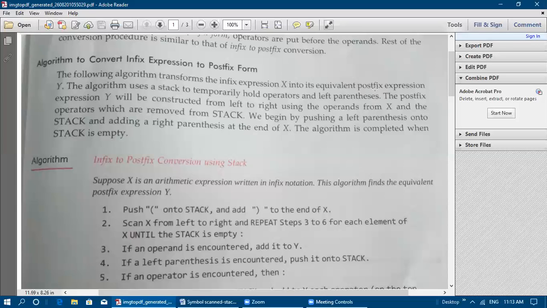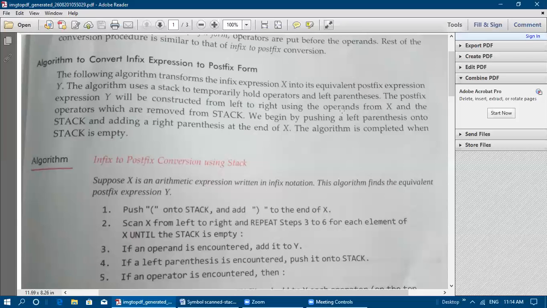Okay, so now the postfix expression y will be constructed from left to right using the operands from x. So whatever operands we scan or read from left to right from x are going to be placed in the expression y. And the operators will be removed from the stack.